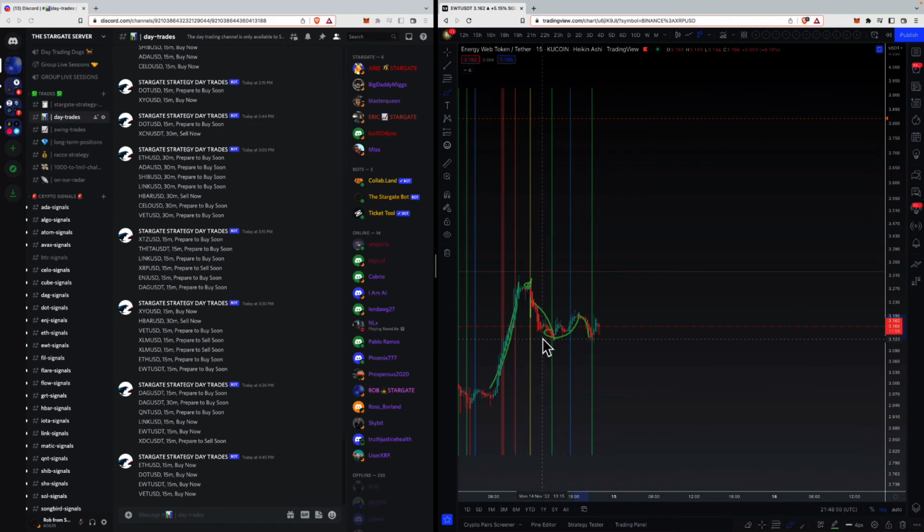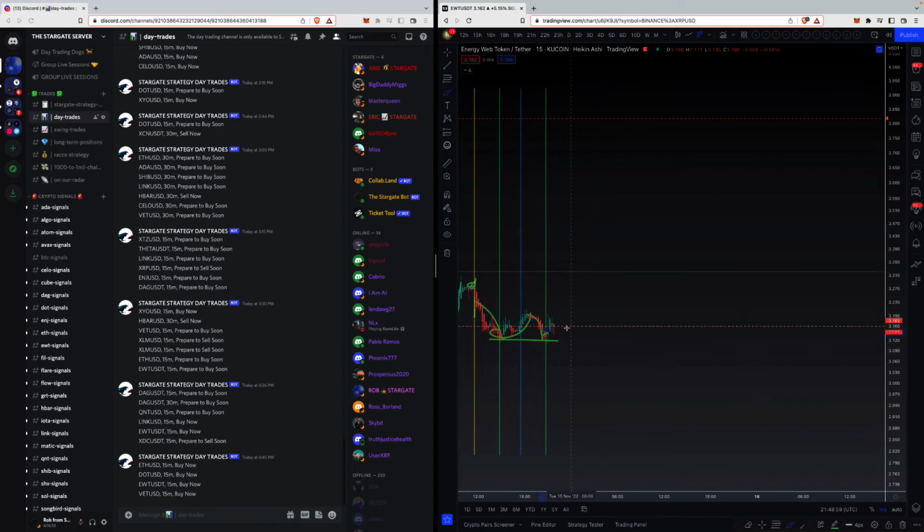It did turn back down to retest a low. We got another prepare to buy soon. And now we're just waiting for that vertical blue line to flash the buy now signal. And it seems like we might get it in the next 10 minutes here. So that's what I'll do. I'll utilize the Discord to get all of the alerts bunched up in here, categorized. I can quickly glance at it on the go.